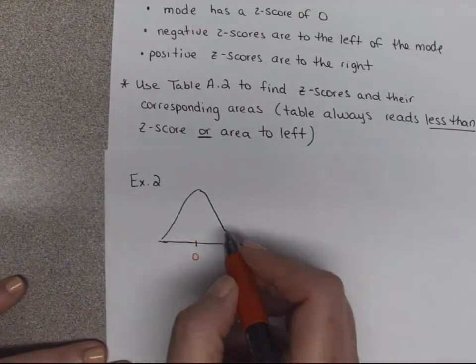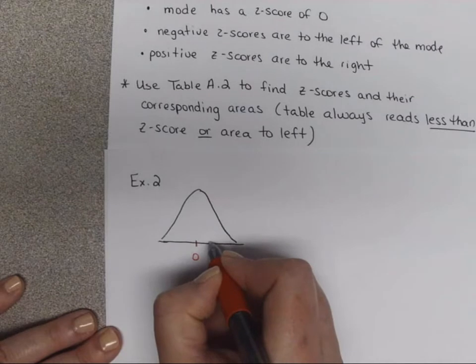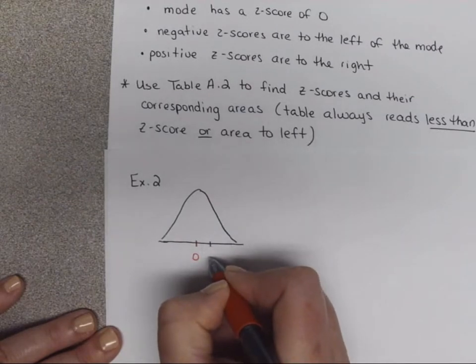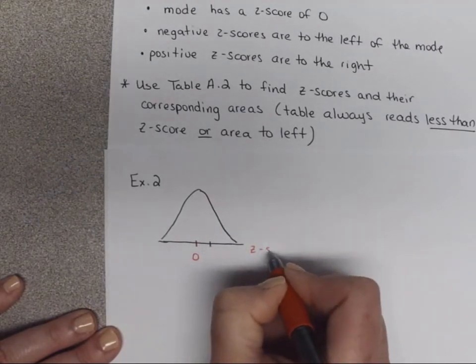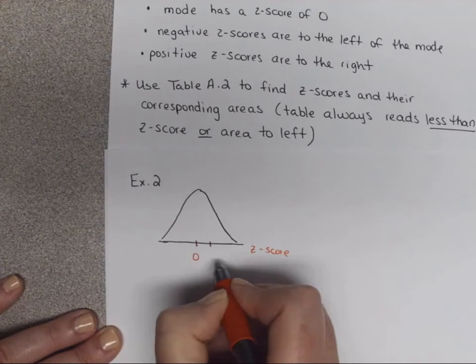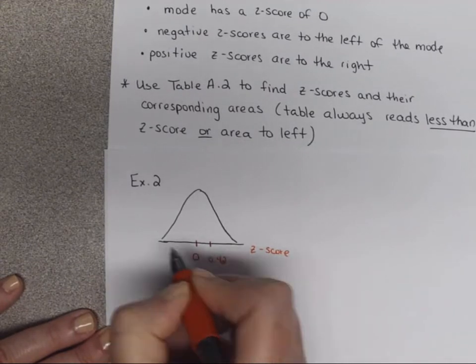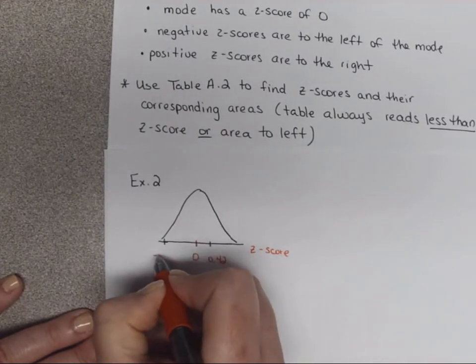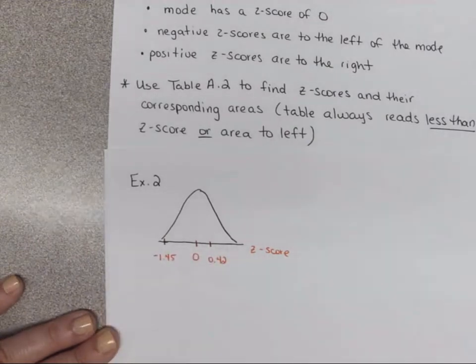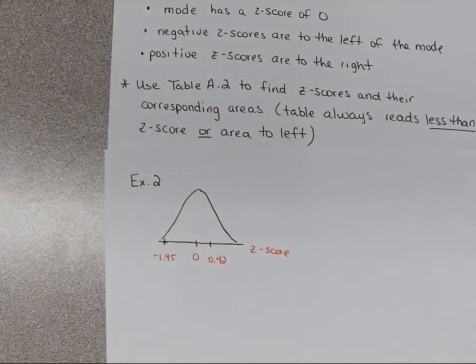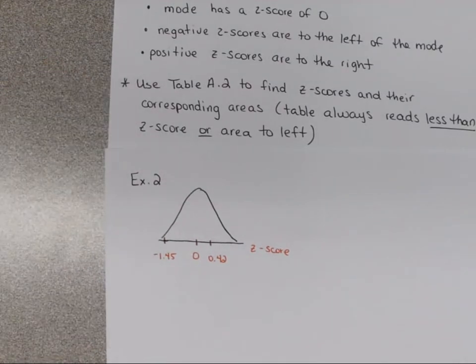Then we're going to mark a couple of values. Let's say this is a z-score of 0.42. And then a little bit further away, let's say this is negative 1.45. I'm picking z-scores that are not whole numbers purposely, actually. All right, so let's see if we can use the chart.